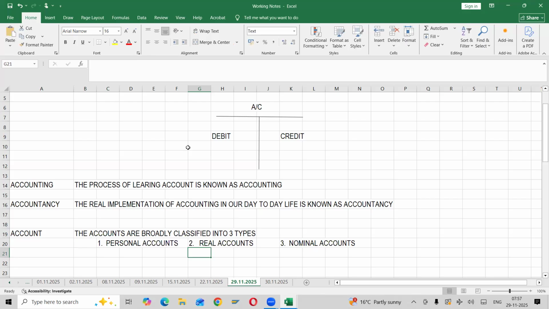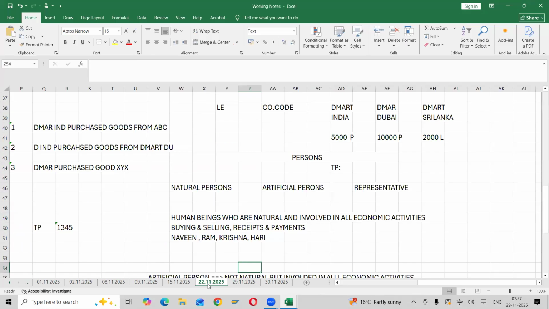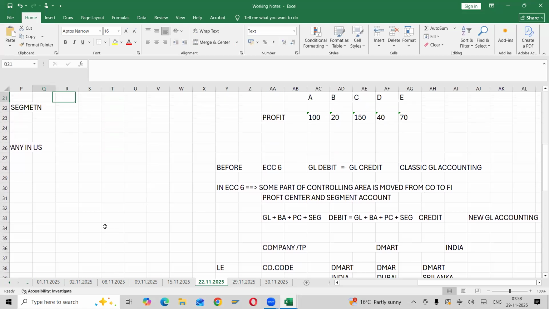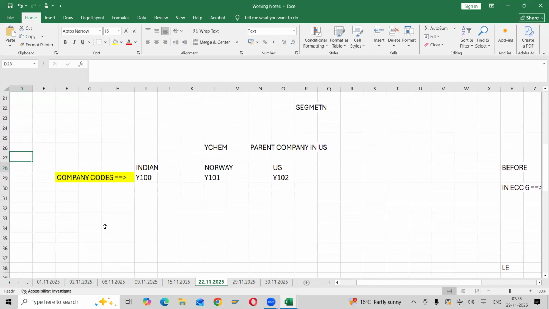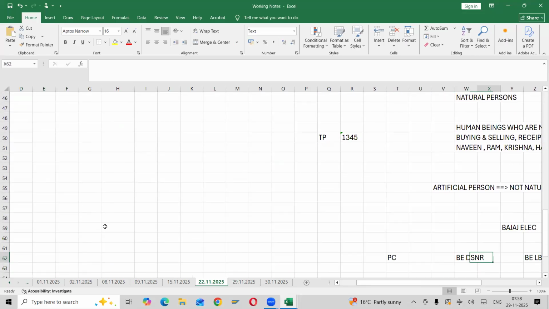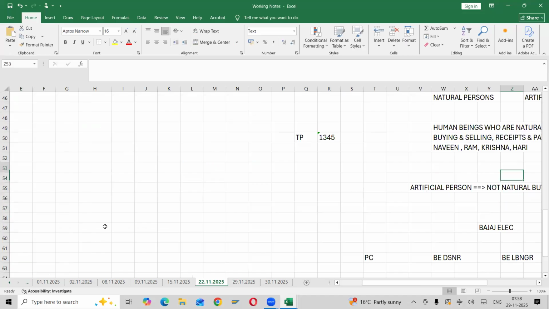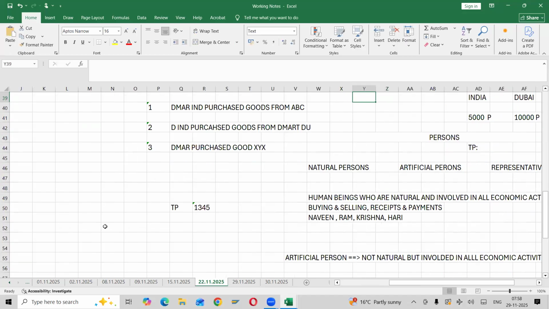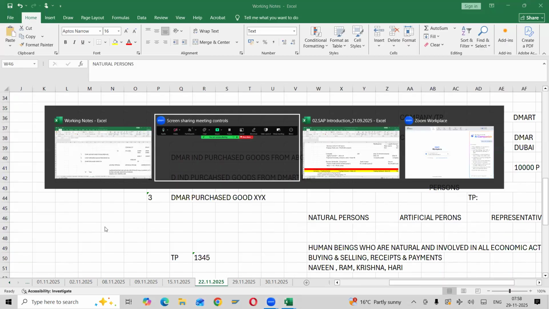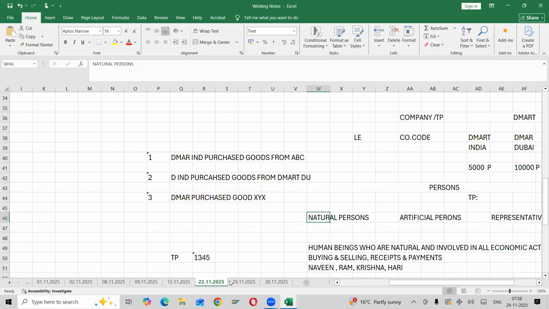So last week we already discussed personal accounts, right? What do you mean by personal account? The account which deals with persons. I think I have explained, right? Any account which deals with persons is known as a personal account. I'll mention this in the material also, so that it will be easy for you to refer.